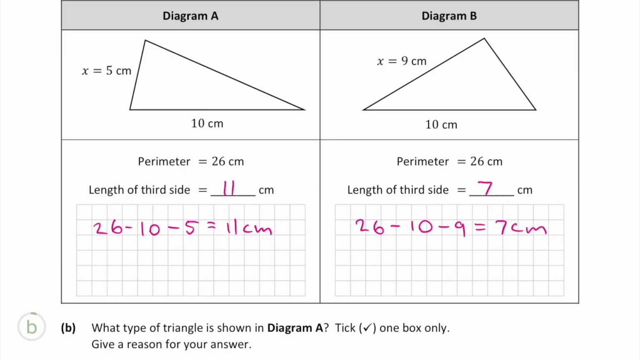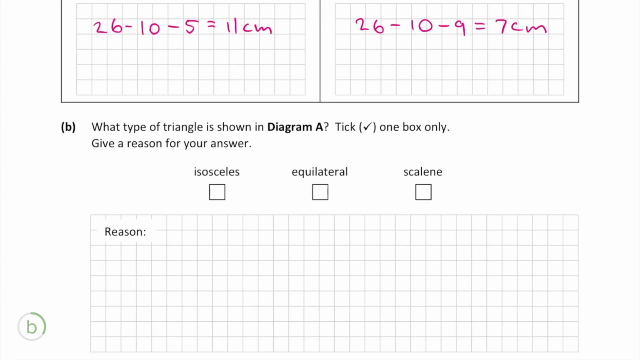In part B, it asks us what type of triangle is shown in diagram A. Is it isosceles, equilateral, or scalene? So the correct answer is scalene, and the reason for this is that all the sides have different lengths, which is the definition of a scalene triangle.